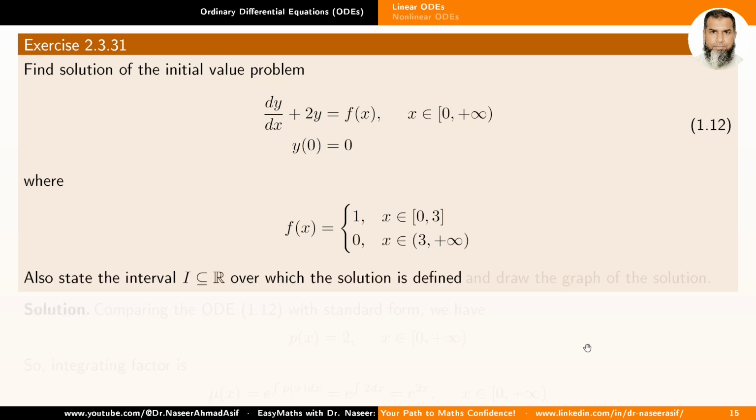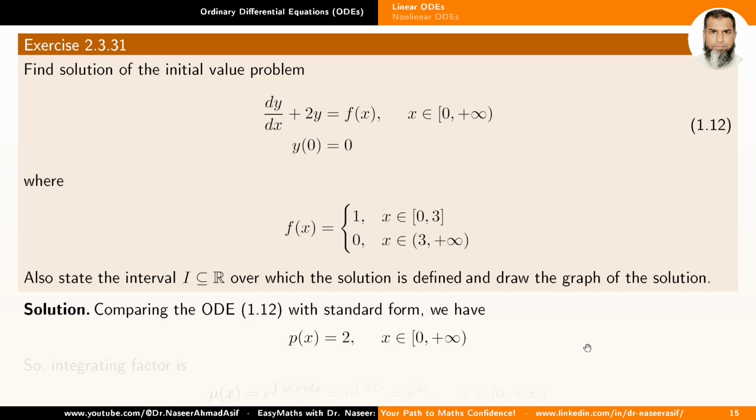Also state the interval I subset of R over which the solution is defined, and draw the graph of the solution. We'll see solution. Comparing the ODE 1.12 with standard form, we have p of x is equal to 2, where x equal to 0 to plus infinity closed interval. So integrating factor is mu of x is equal to exponential of integral of p of x dx, which is equal to exponential of integral of 2 dx, which is equal to exponential of 2x, where x equal to 0 to plus infinity closed interval.